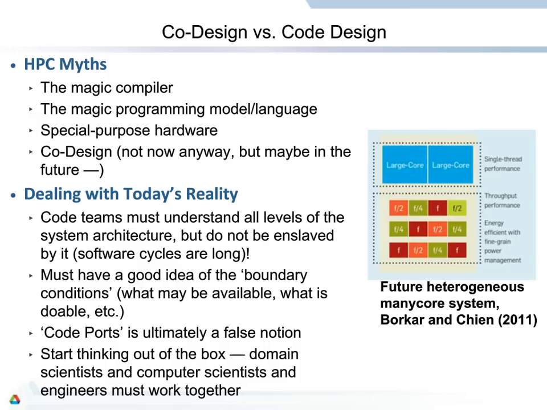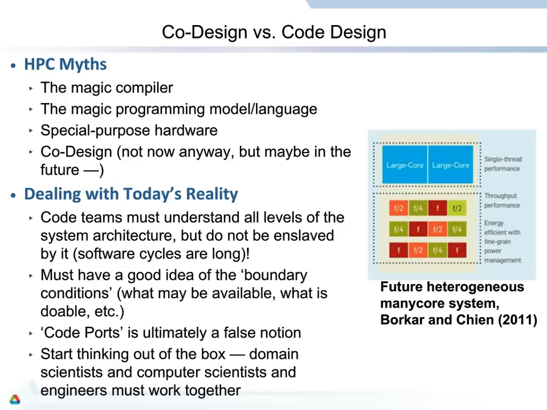Previously, in the 90s, you had a very good predictive view of what the architectures were going to do, and that's not the case right now. So we have to do a lot more defensive programming than we had to do in the past. One of the important things to keep in mind, and I always say this, is that the idea of a code port is ultimately a false notion given the architectural diversity.